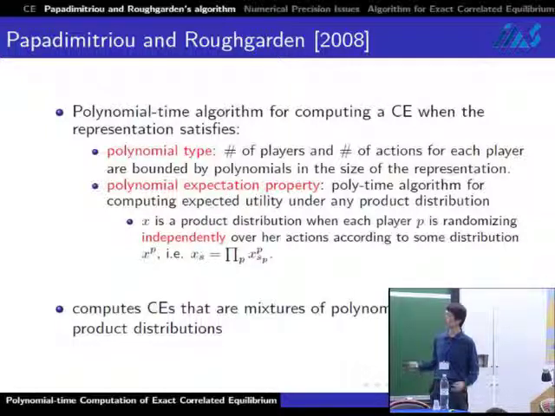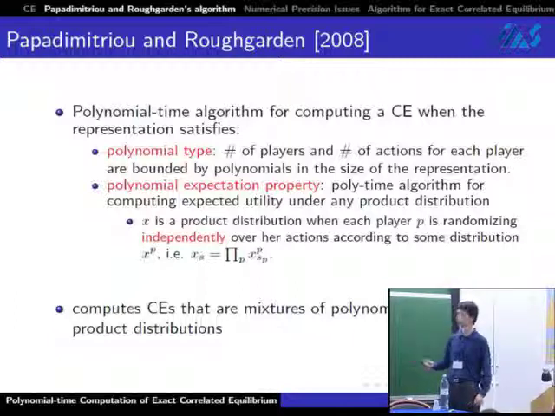So the output of this algorithm is a mixture of a polynomial number of product distributions. So since each product distribution can be represented in a polynomial number of bits, the output can be represented in a polynomial number of bits.